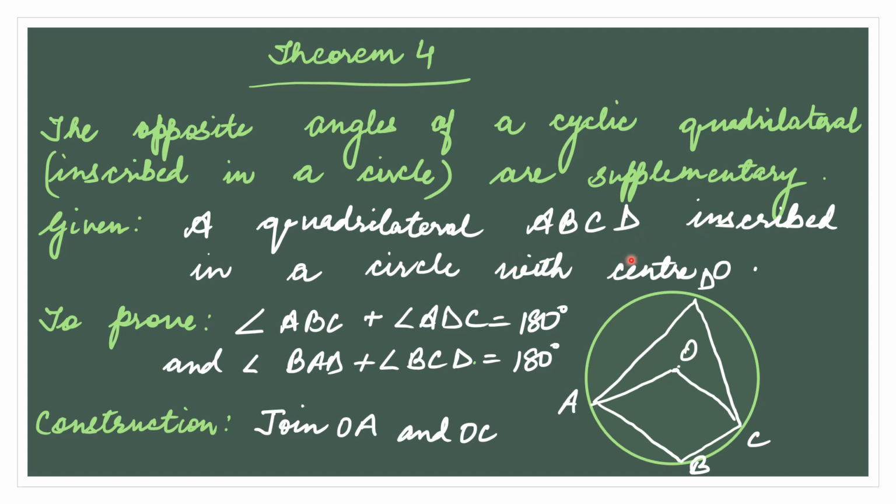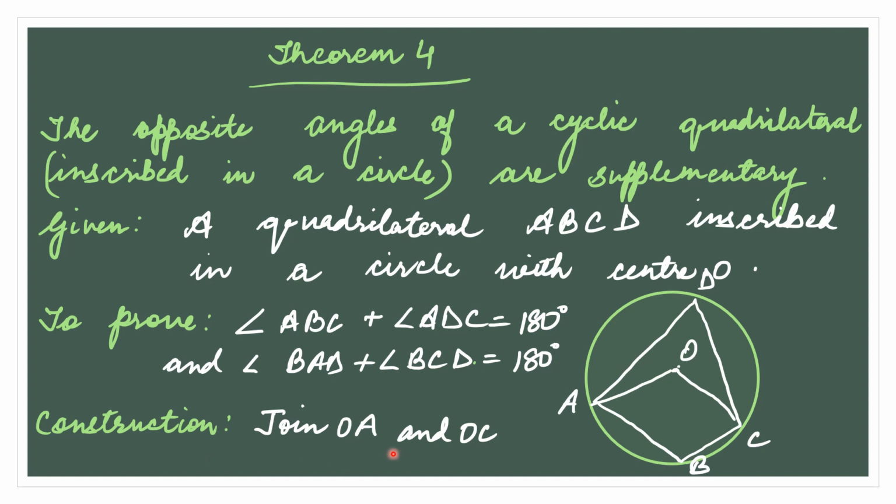A quadrilateral ABCD is inscribed in a circle with center O. What do you have to prove? Angle ABC plus angle ADC, the opposite angles of the quadrilateral, are supplementary, that is, equal to 180 degrees. ABC plus ADC is equal to 180 degrees. Angle BAD plus angle BCD is equal to 180 degrees.